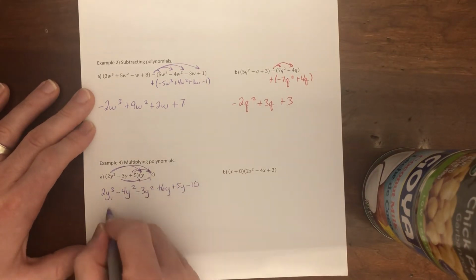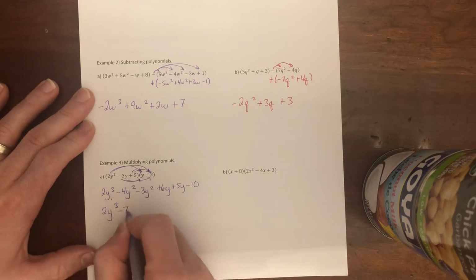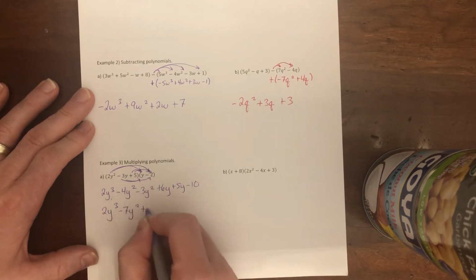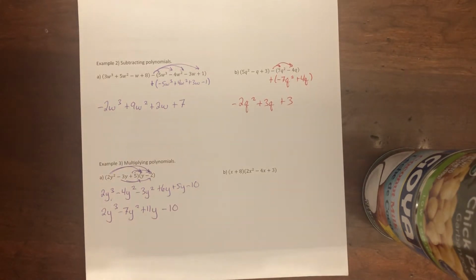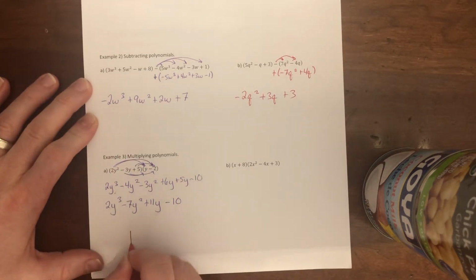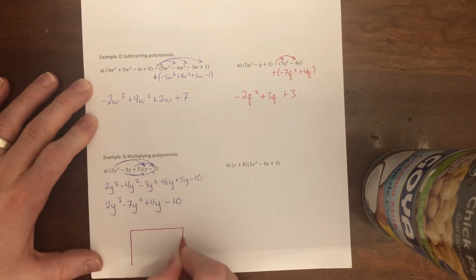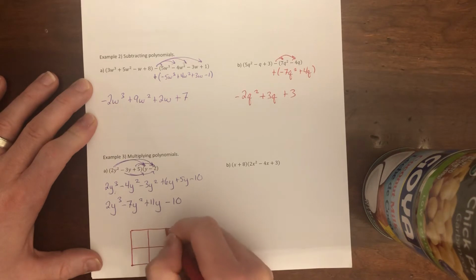And then just combine our like terms. So we'd get 2y to the third minus 7y squared plus 11y minus 10. Okay, that's one way we could do it. Another way we could do it is basically make a box or a rectangle here and find the area of each box.